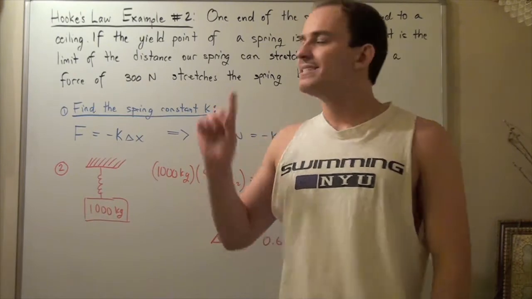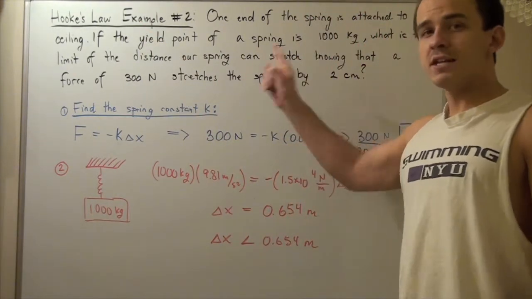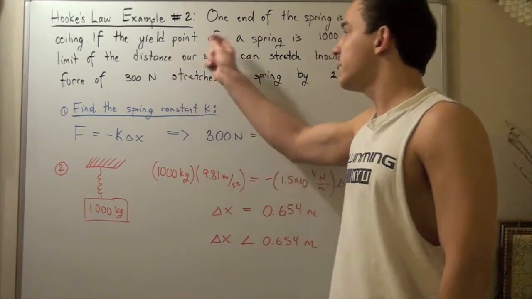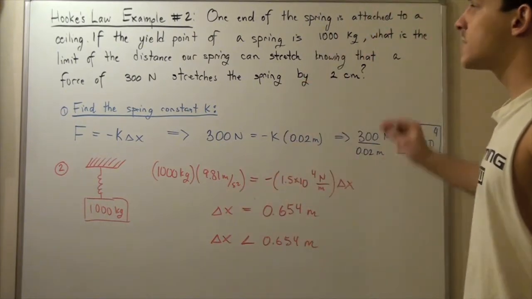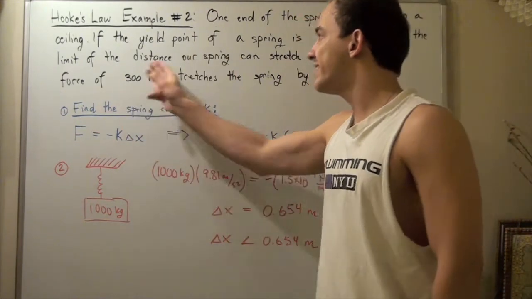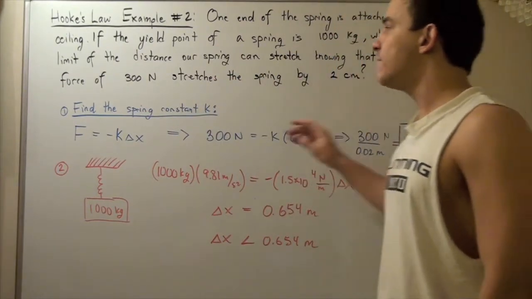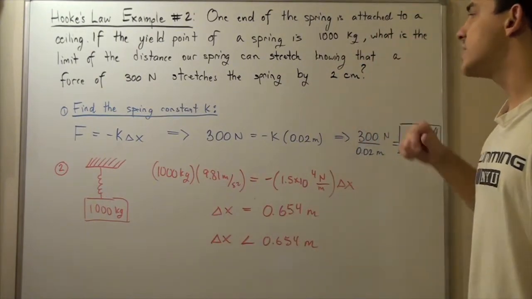So let's look at example number 2 that deals with Hooke's law. One end of the spring is attached to a ceiling. If the yield point of the spring involves a mass of 1,000 kilograms, what is the limit of the distance our spring can stretch, knowing that a force of 300 newtons stretches the spring by 2 centimeters?